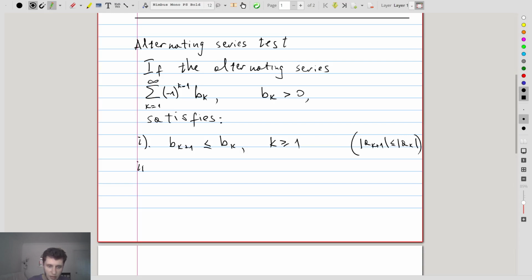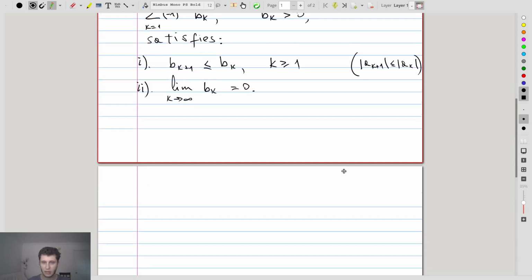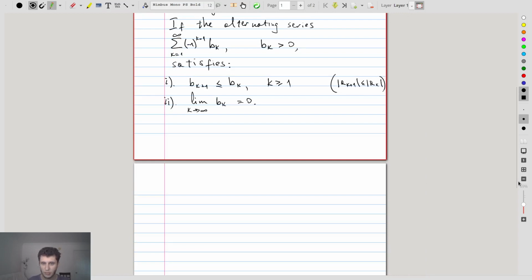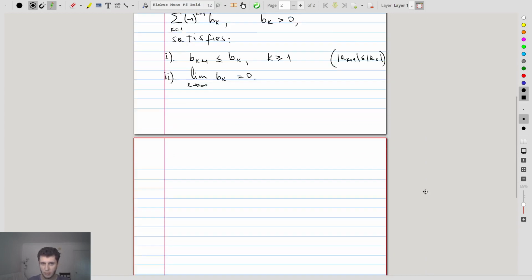And the second condition is that the limit of b_k as k goes to infinity is 0. What this is saying is that the absolute values of the terms in our alternating series must be decreasing. Every next one must be less than or equal to the previous one, and the limit of b_k must be 0. So the size of the terms in our series goes to 0. Let me draw a picture illustrating this test.